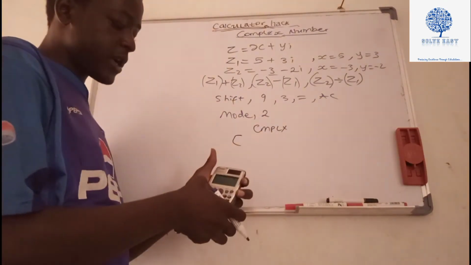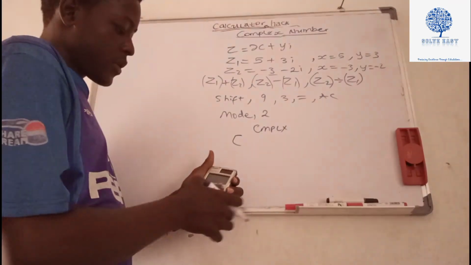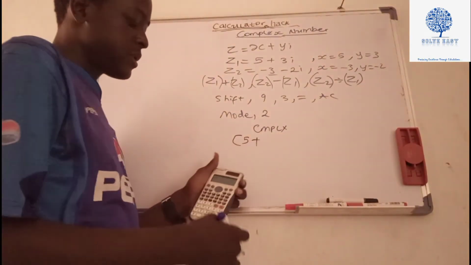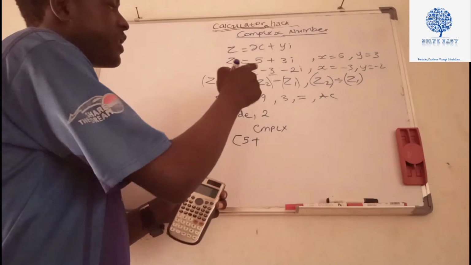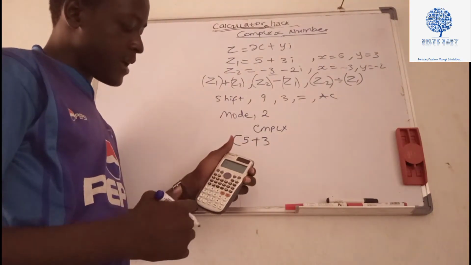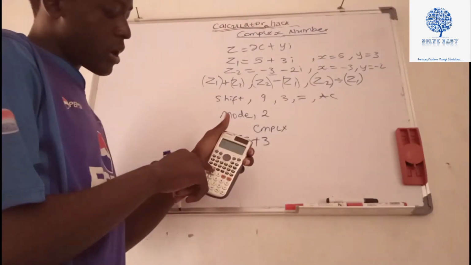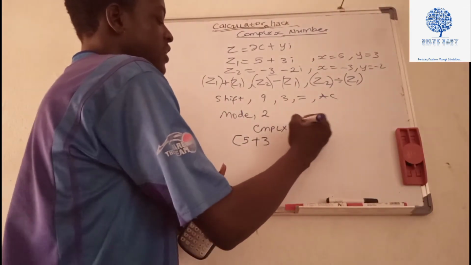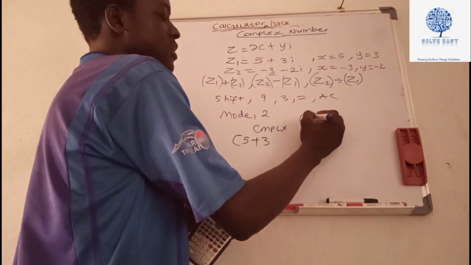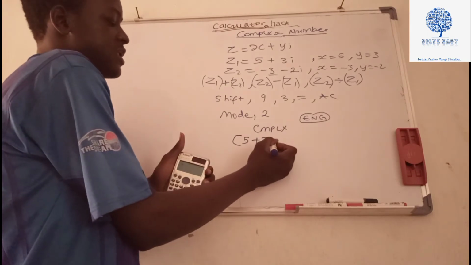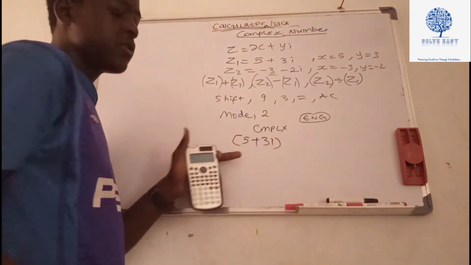First of all, open your brackets, press 5, press your plus button. Now you press your 3. To put the imaginary number i there, we use our English ENG button. Pressing your ENG button, you will see the i appearing after your 3.